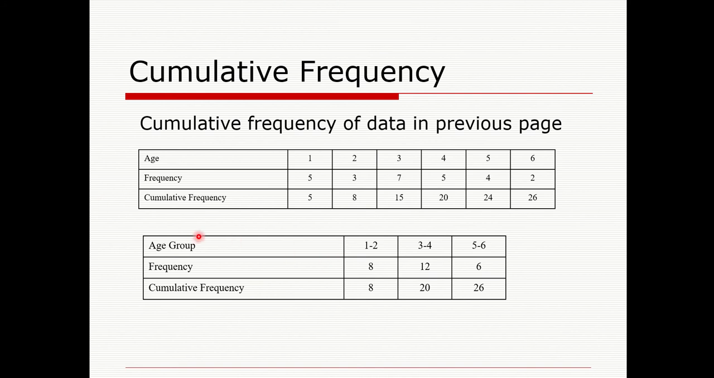Here, age groups, the ages between 1, 2, 3, 4, and 5, 6. The idea is the same, as you can see. Here the frequency is 8, here the frequency is 12, and here the frequency is 6. Now here this is 8, and here the total is 20, and you can see that 20 plus 6, we have altogether 26.